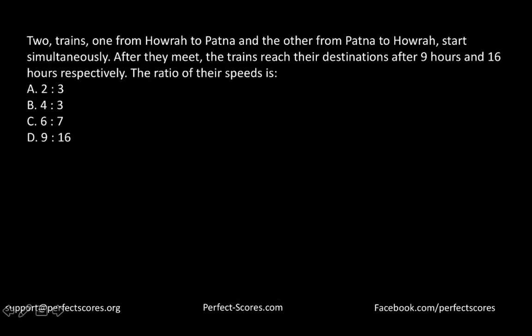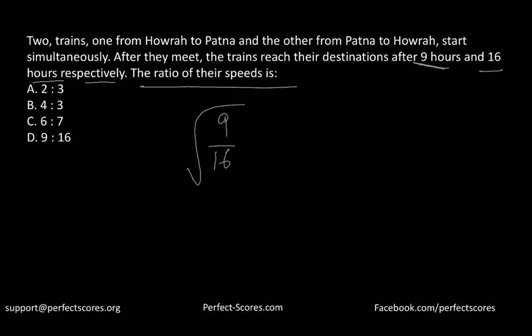So if I show you a question here, you have these two trains, one from Howrah to Patna and the other from Patna to Howrah, starting simultaneously. After they meet, the trains reach their destinations in 9 hours and 16 hours respectively. What is the ratio of their speeds? So if they reach in 9 hours and 16 hours respectively, the ratio of their speeds is actually going to be equal to 3 by 4. So our answer is option B here, which is 4 by 3. So you can just solve it right away.